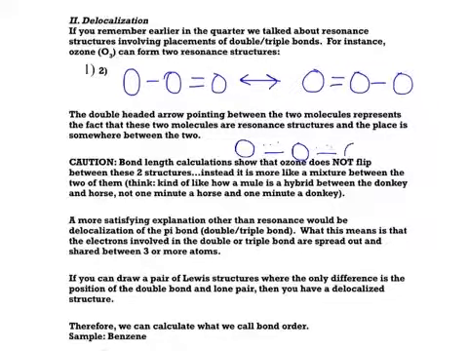And the explanation for that is that the pi bond is actually able to delocalize, or the electrons involved in the pi bond are able to delocalize and actually spend time on all 3 oxygens there. And so what your actual structure would be something like this.